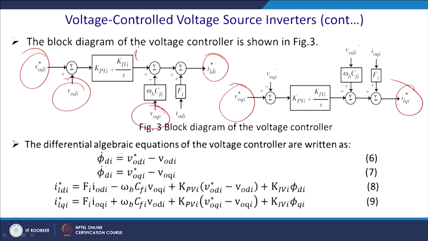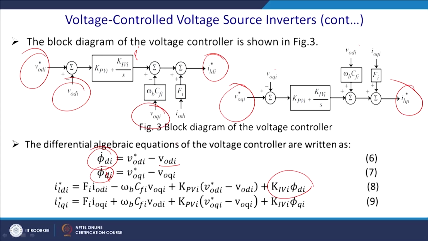The differential algebraic equations of the voltage controller can be rewritten as follows. The differentiation of the flux gives us the voltage. So, for the ith generator, the d axis flux will be equal to Vd star minus Vdi. Similarly, we can rewrite this one for the q axis, and by substituting this result here, ID star we can rewrite as phi Di minus this one plus Kp this term plus phi.